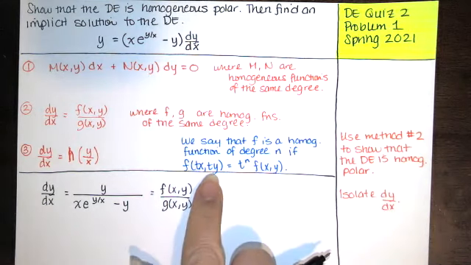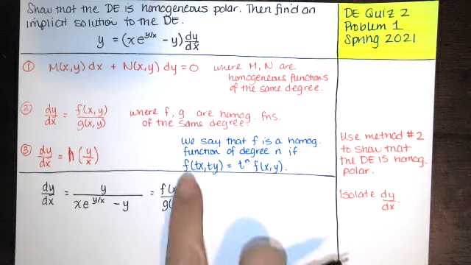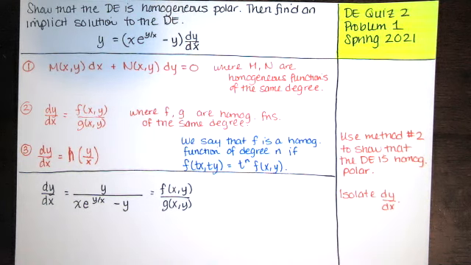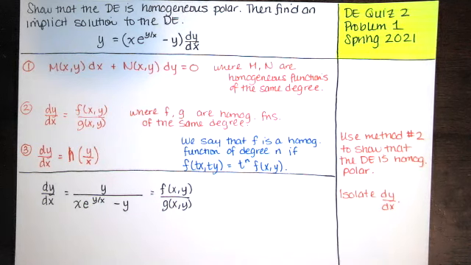A lot of students are like, what's that? Well, all it is is replacing x with tx and y with ty. If you can do that and simplify the expression and factor out a t to some power, then that function is a homogeneous function of degree n, and n is the power that you get right there. So we just want to see if f and g are homogeneous functions of the same degree.